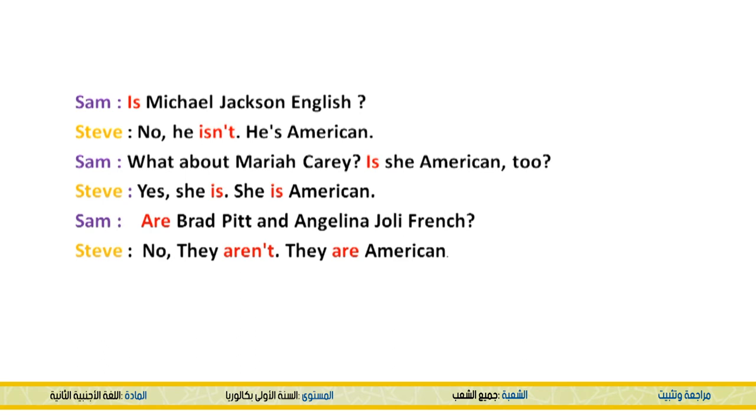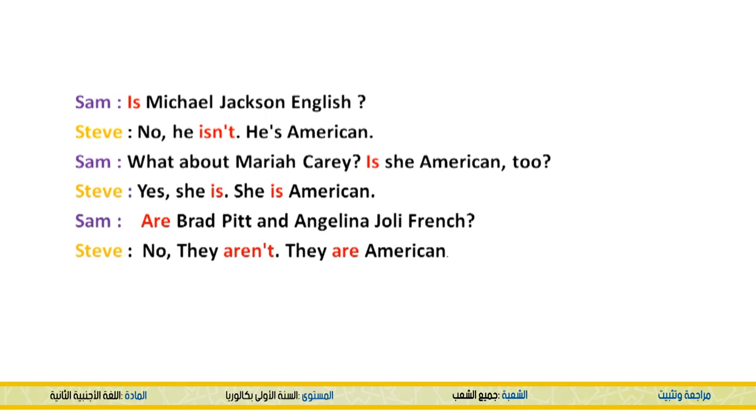Look at this dialogue between Sam and Steve, in which we focus on to be. Sam, is Michael Jackson English? No, he isn't. He's American. What about Mariah Carey? Is she American too? Yes, she is. She is American. Are Brad Pitt and Angelina Jolie French? No, they aren't. They are American.